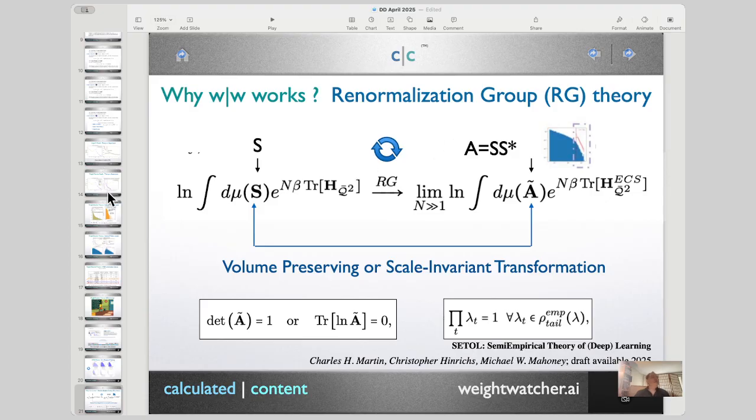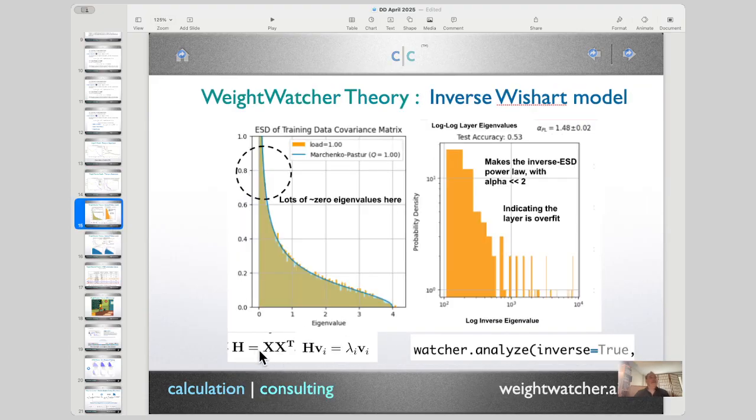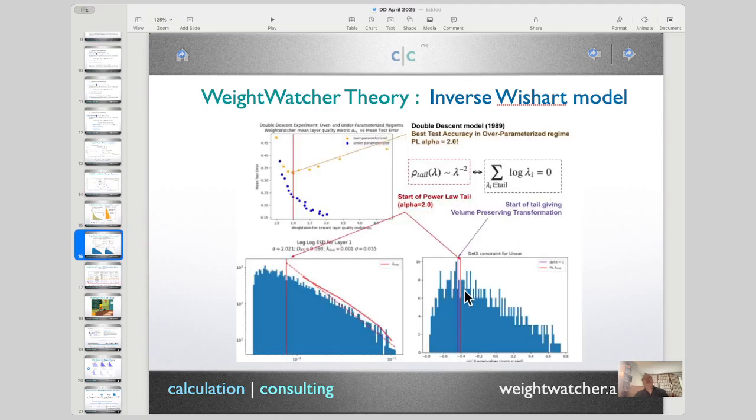So this object here, the inverse, this H, I guess here we called it H. I'm sorry, we didn't call it X. This H is the inverse, and the inverse of this matrix, the eigenvalue inverse, satisfies this trace log condition, which you can see here in this plot. If I compute these eigenvalues, which are the eigenvalues of the weight matrix, or the eigenvalues of the inverse Wishart matrix, they satisfy this trace log condition.